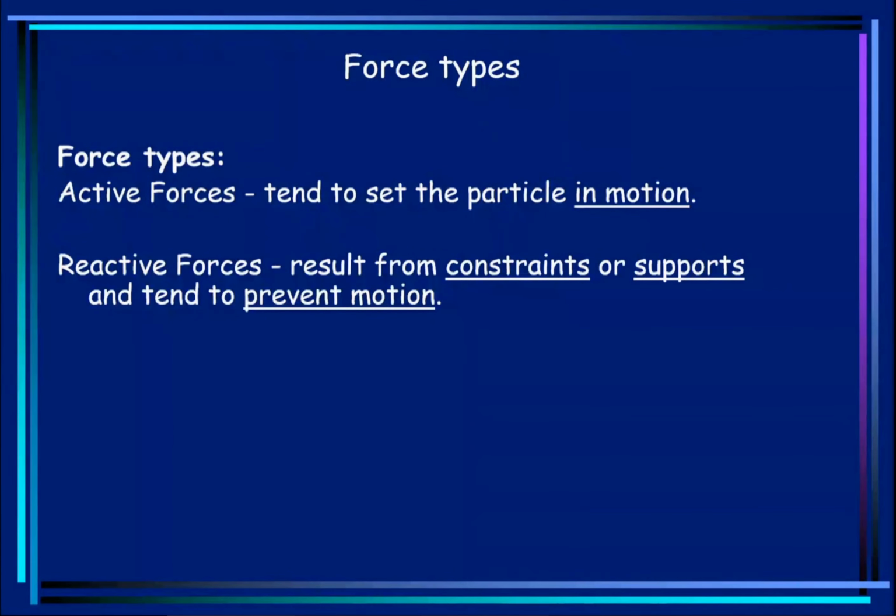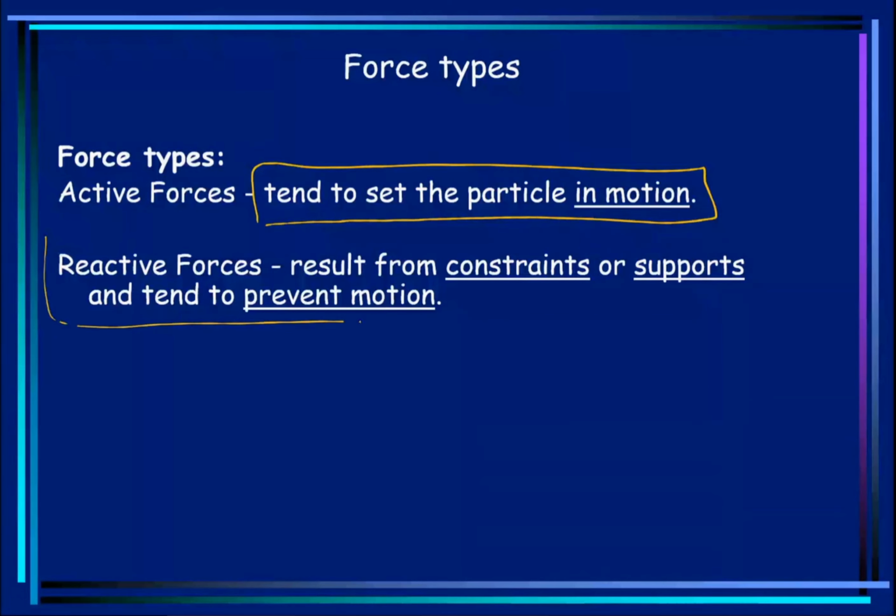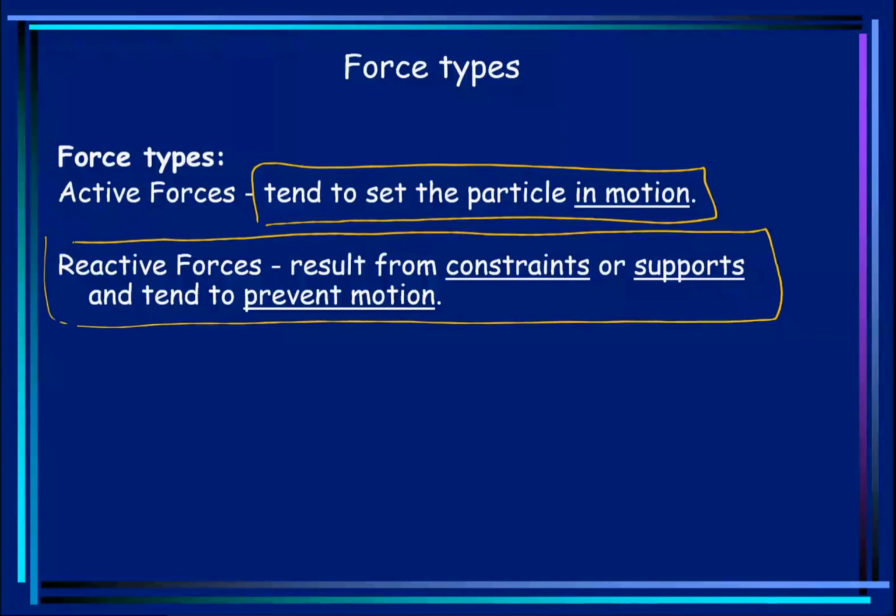There are two types of forces, active force and reactive force. Active force tends to set the particle in motion, and reactive force results from the constraints or supports and tends to prevent motion. So in simple words, take a vehicle on a motorway. The engine is the active force, and the air resistance is the reactive force.